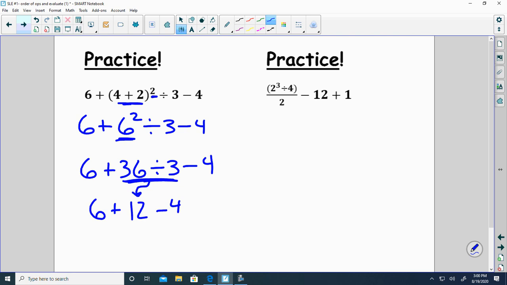And now this is addition and subtraction, so we'll do it from left to right. 6 plus 12 is 18. 18 minus 4 is 14.